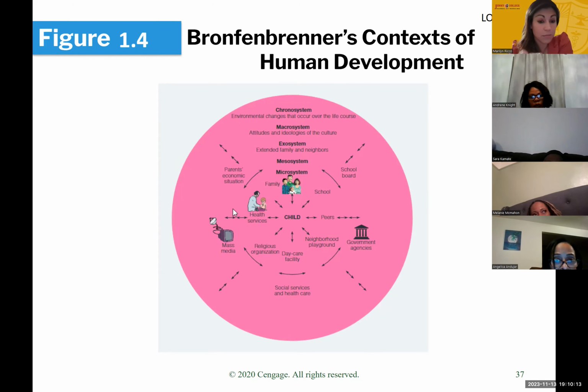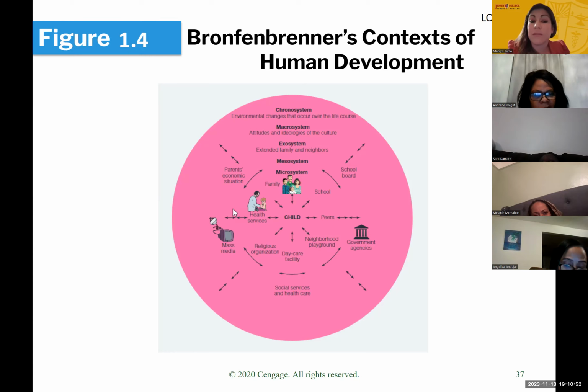Those small, immediate things are the microsystem. The mesosystem is the school board, the government, the social services, the media, the parents' economic situation with work. Those are the outer parts, right? And then the exosystem is the extended family, your neighbors, your cousins, those people you don't see too often. The macrosystem is the attitudes and ideologies of the culture, of those other people around you. They all have different methods, ideas, of culture, of teaching, of thinking.